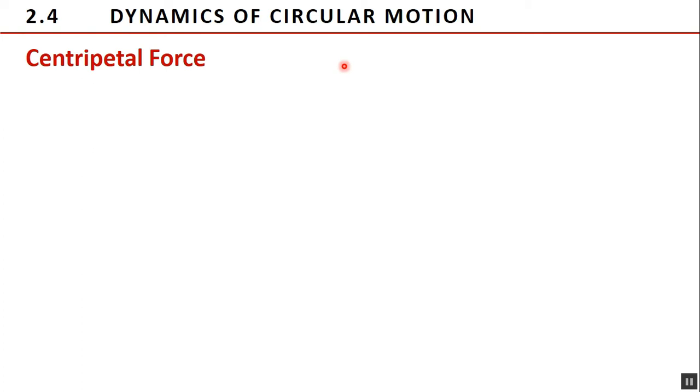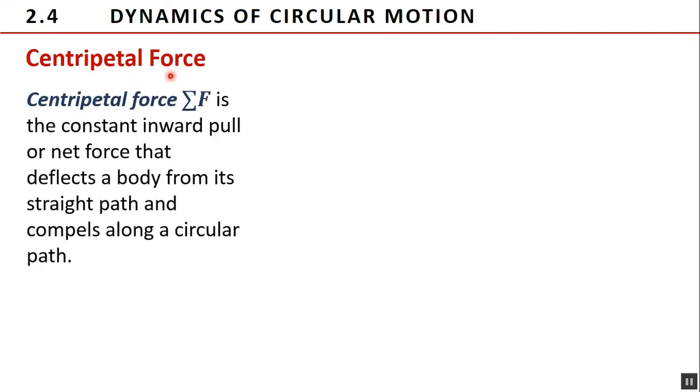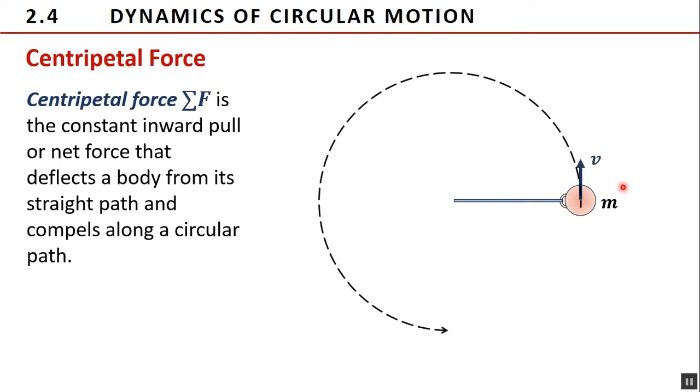In order to produce this acceleration, from Newton's second law, a net force must act on the object, called centripetal force, denoted by the symbol summation of F. Centripetal force is the constant inward pull, or net force, that deflects a body from its straight path and compels it along a circular path. To explain this, imagine a ball of mass m that is moving at constant speed v along a circular path of radius r by means of a light cord rotated about the axis.